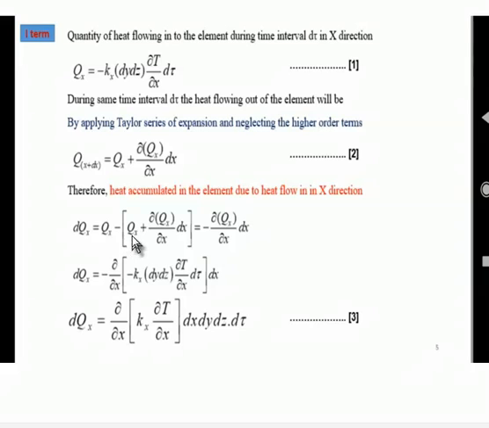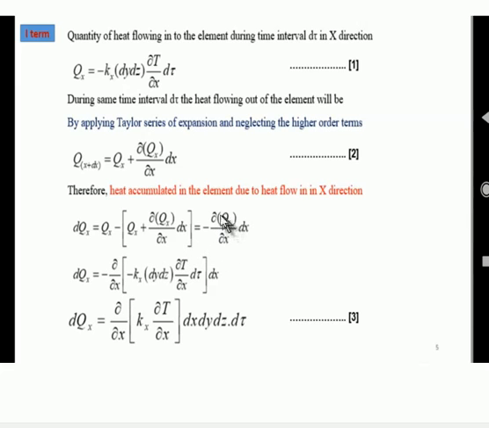Here, Qx minus Qx plus dou Qx by dou x into dx, if you simplify it, this Qx and this Qx cancel, and we are left with minus dou Qx by dou x into dx. So dQx is equal to minus dou Qx by dou x into dx.